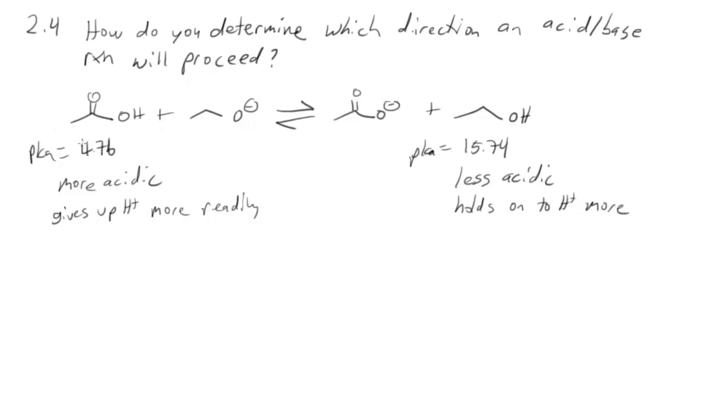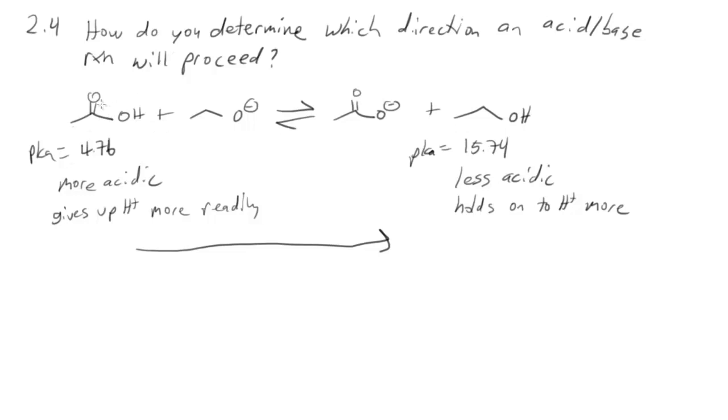So you can think about this sort of like a bit of a tug of war. Who wants the proton more? So the stronger acid, the more acidic molecule, wants to give up its proton more. The less acidic molecule wants to hold on to its proton more. So the direction is always going to go from the more acidic molecule to the less acidic. Because this one wants to give up its proton and this one doesn't.